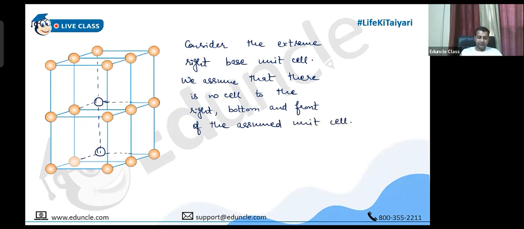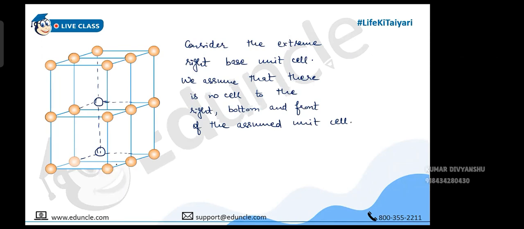Okay, clear? Is it clear or not? Yes, sir. Now, can you tell me what is the contribution of this atom? If there is no unit cell to the right, bottom, and front, then with how many unit cells is this particular atom being shared? You have to tell me the answer corresponding to the equation that I have given you, not corresponding to the general situation that we have in the crystal. What is the sharing of this particular atom? 0.